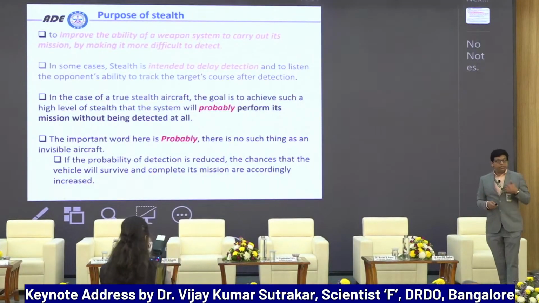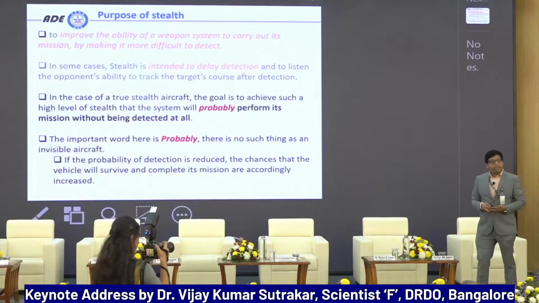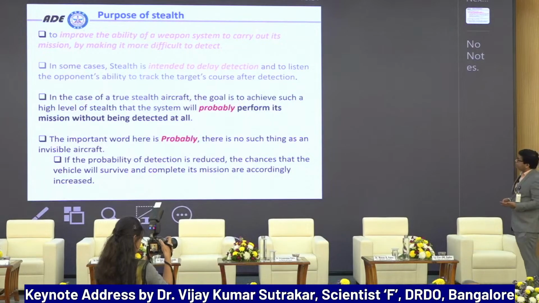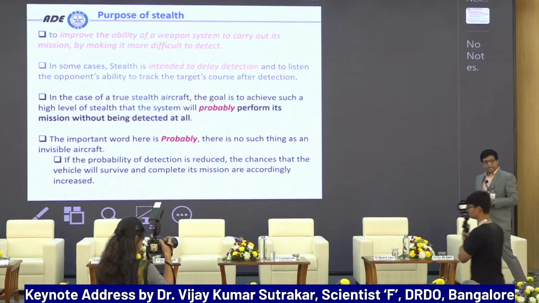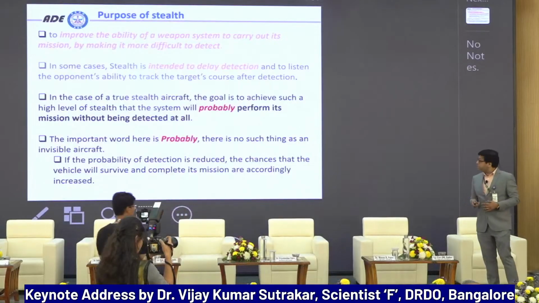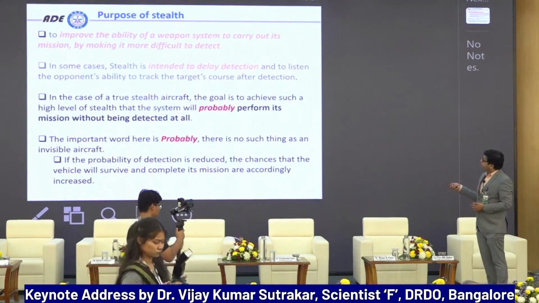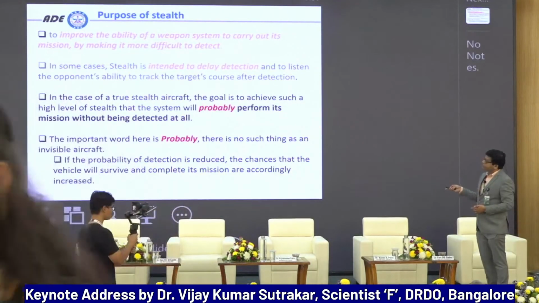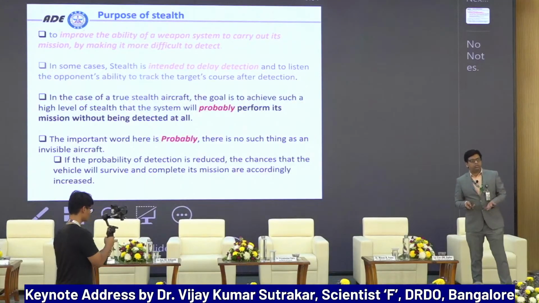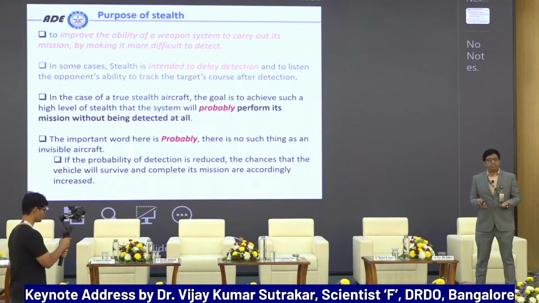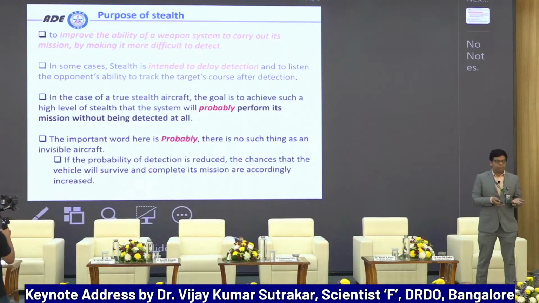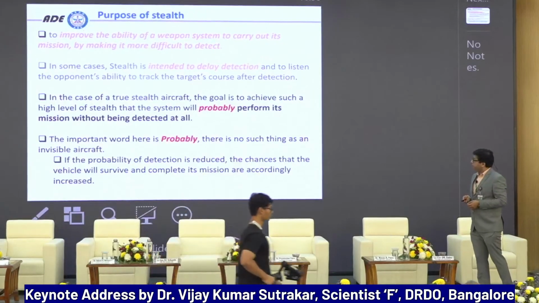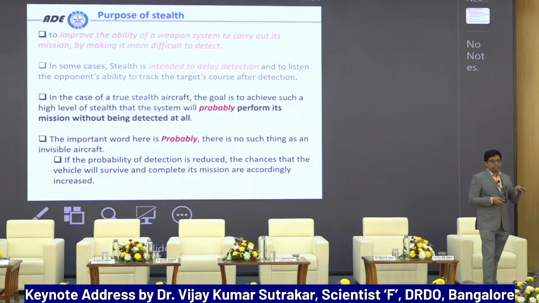So when I am saying delay in detection, but in actual case, if you want a true stealth aircraft, its goal is to achieve a high level of stealth. What does it mean? The probability is that it will perform its mission without being detected at all. So your numbers are so low. It's truly stealthy, it means it has such a low signature that it will do the job, radar will not be able to see it, it will finish the job and come back safely. But what you are calling this is a probability. It is not a realistic number.